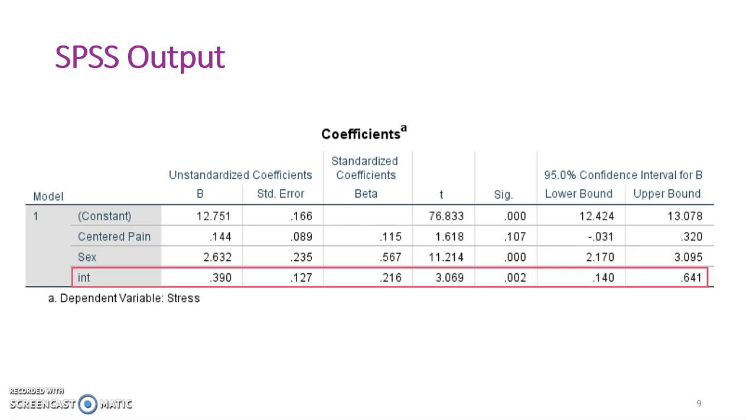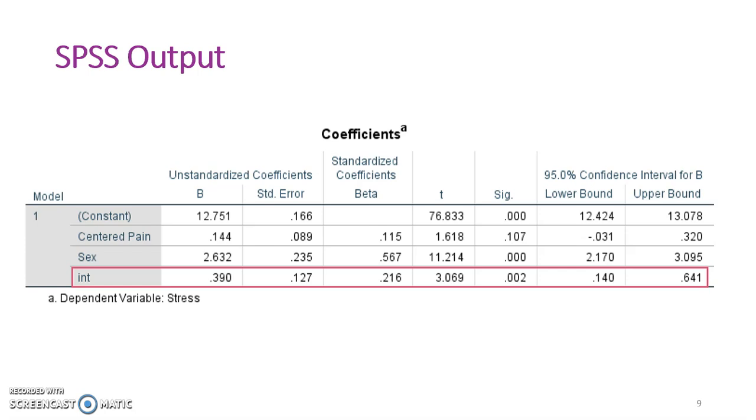One thing to note when we are interpreting the coefficients table is that you essentially start from the bottom and work your way up. The first thing we do is look at the bottom row, which will have the interaction, or wherever you entered in the interaction predictor, and we assess if it's significant. If the interaction predictor is not significant, then we go on to interpret significance of the main effects. That would be centered pain severity and sex. So if the interaction is not significant, we can still work with these other coefficients.